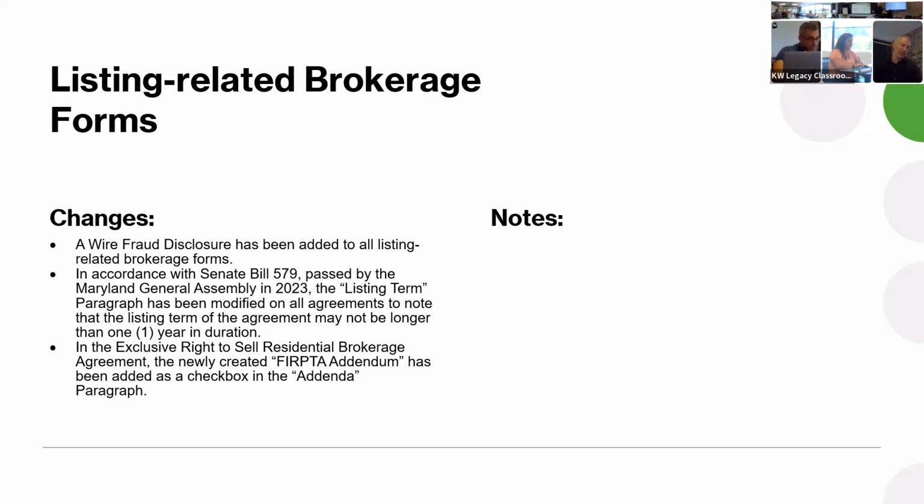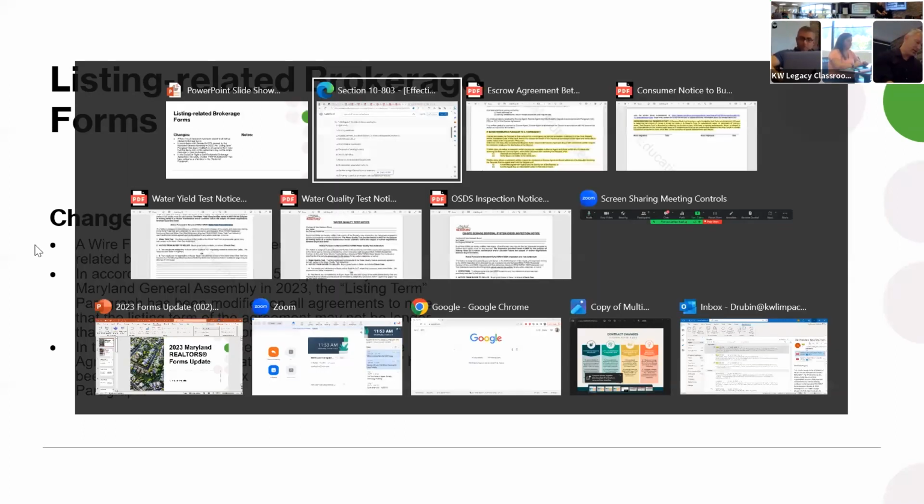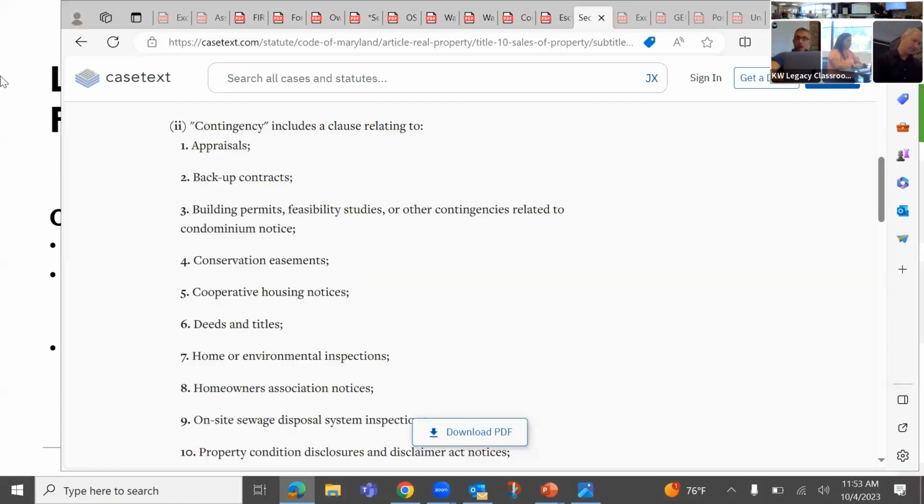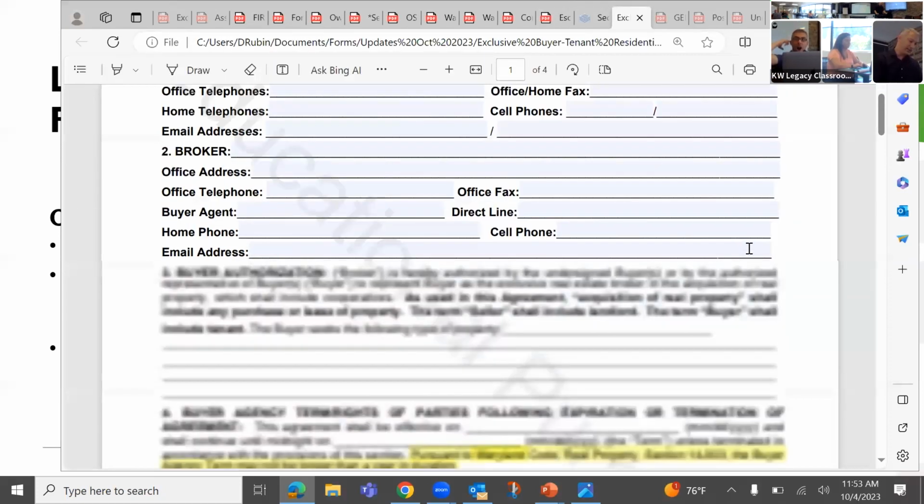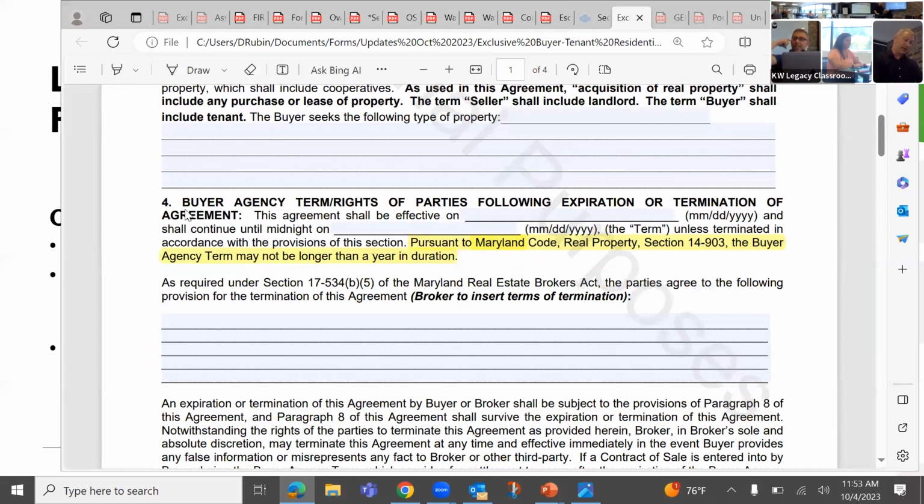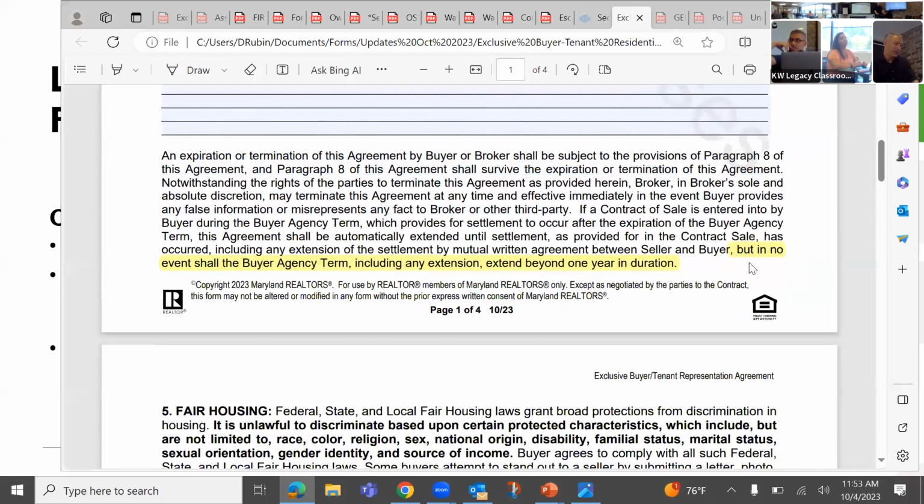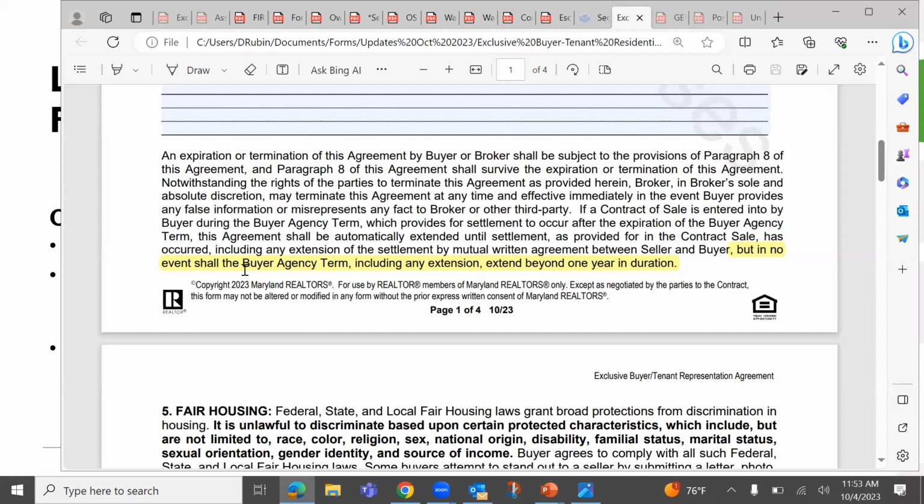And the important part here, guys, where you could get yourself into trouble. This even includes continuances. So right here in paragraph 4, it cannot be longer than 1 year duration. Okay, that part's pretty clear. It says, hey, you can extend this if you want, but in no event shall the term, including any extension, go beyond 1 year. You need a new brokerage agreement.